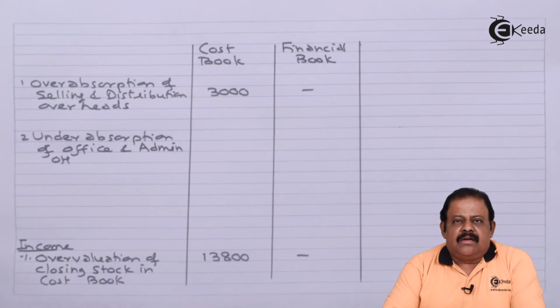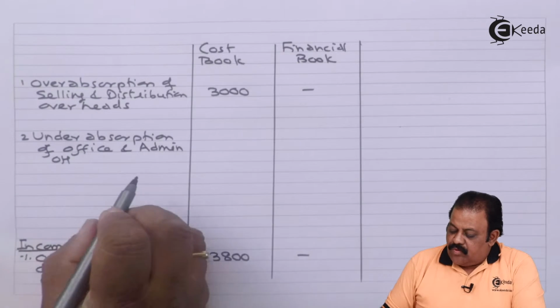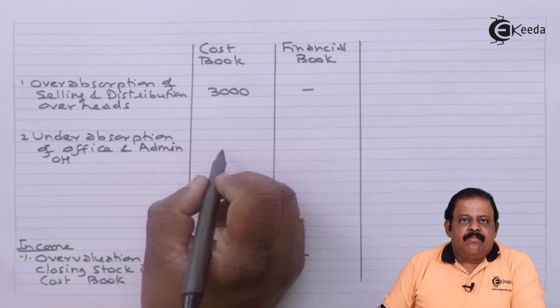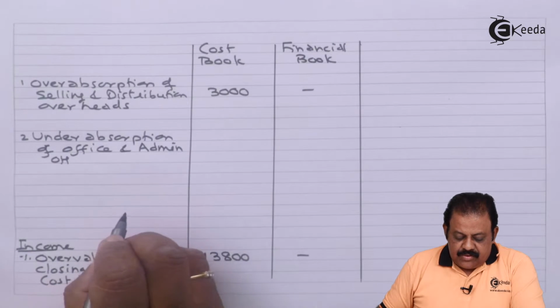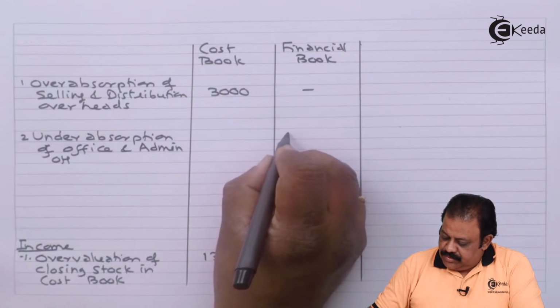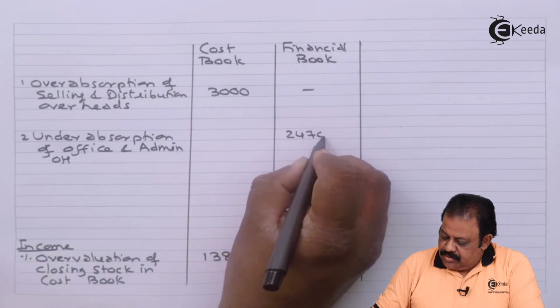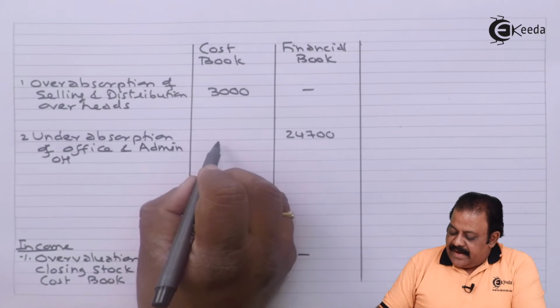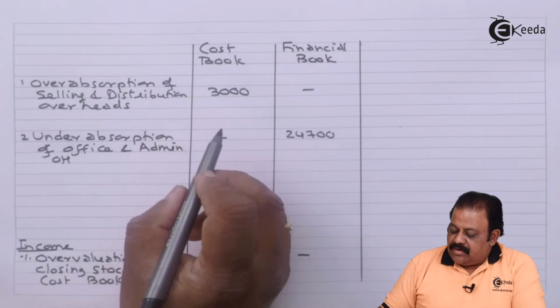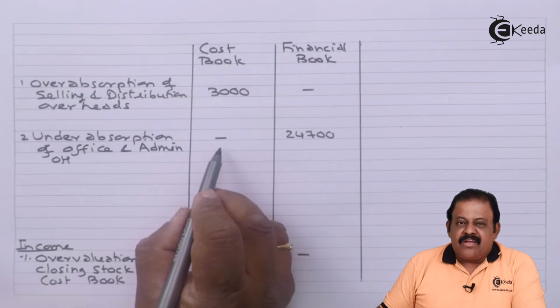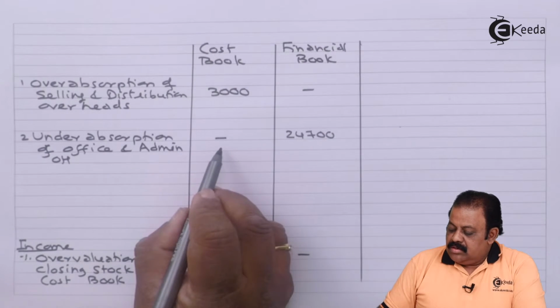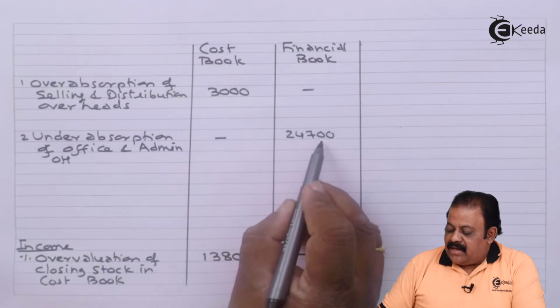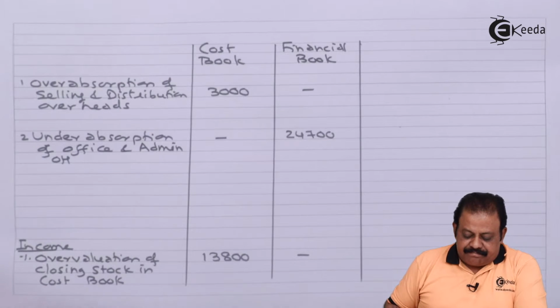It means we have taken office and administration overheads less in cost book and more in financial book. So we'll put the difference in financial book, indicating that whatever amount of administration overheads recorded in cost book, in financial book it is more by 24,700.